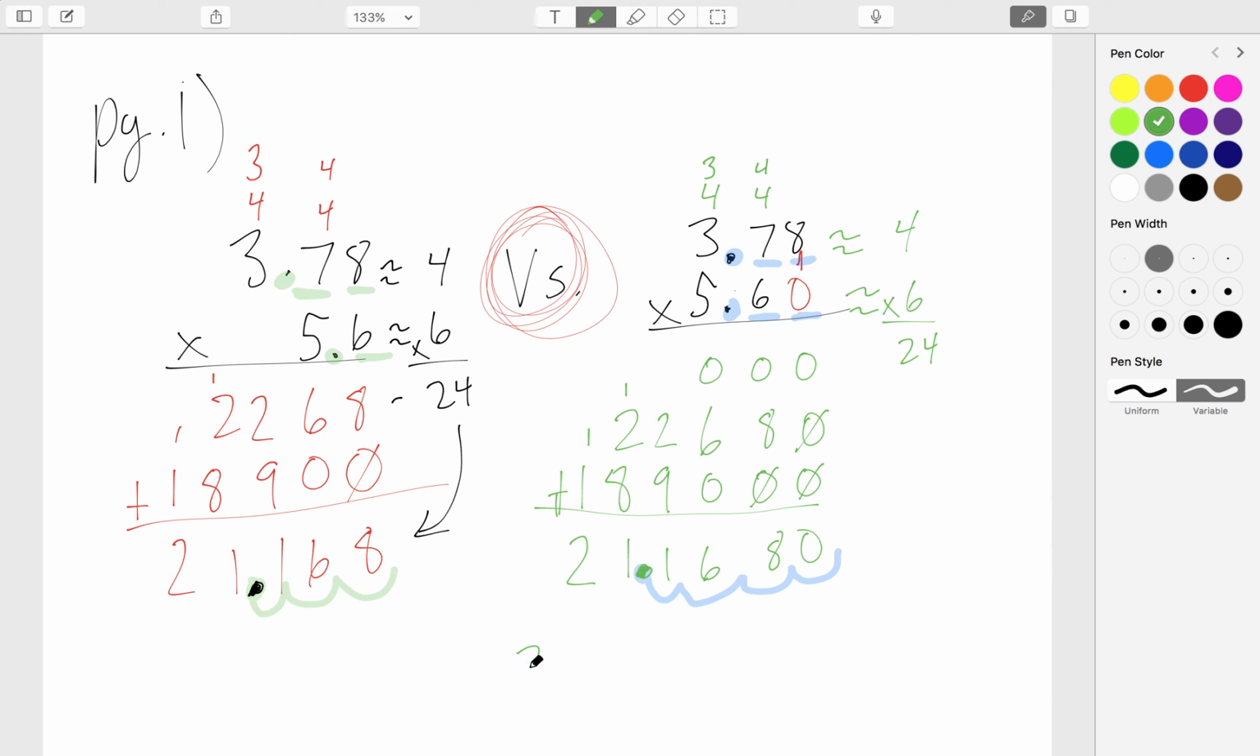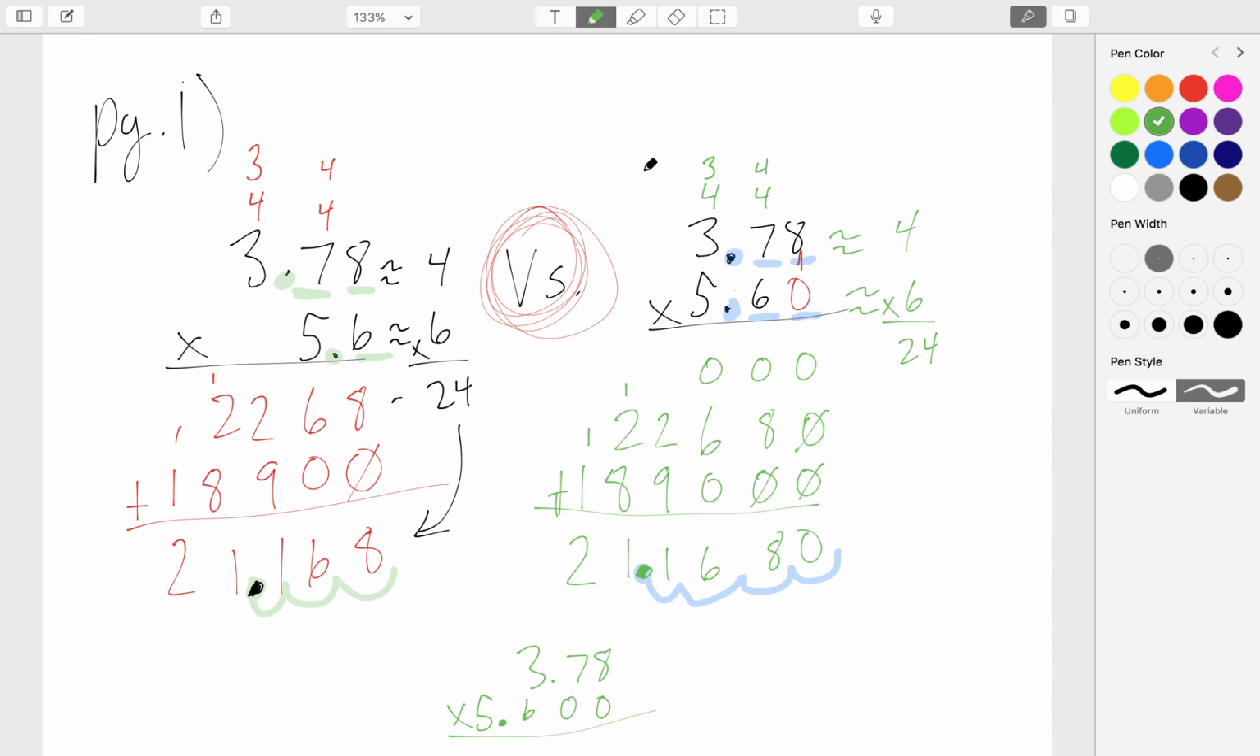Likewise, I could have done 3.78 times 0.065, and I would have gotten the same one, 5.600. I would have gotten the same answers, but now I would move it over 5 times instead.